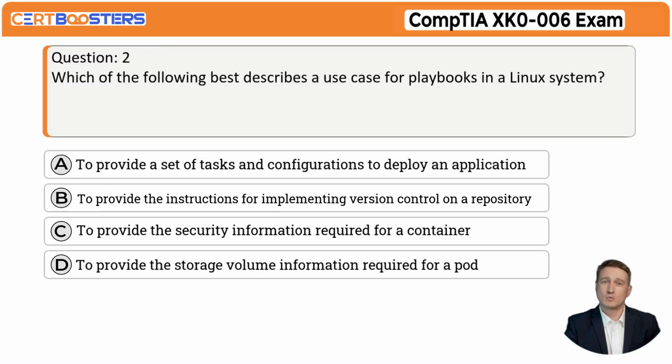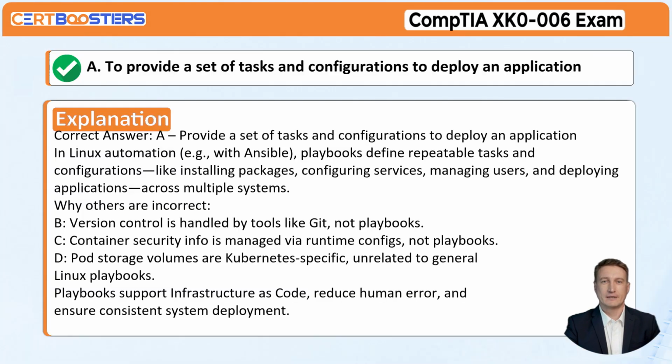Question 2. Which of the following best describes a use case for playbooks in a Linux system? A. To provide a set of tasks and configurations to deploy an application. B. To provide the instructions for implementing version control on a repository. C. To provide the security information required for a container. D. To provide the storage volume information required for a pod. Answer A. To provide a set of tasks and configurations to deploy an application.